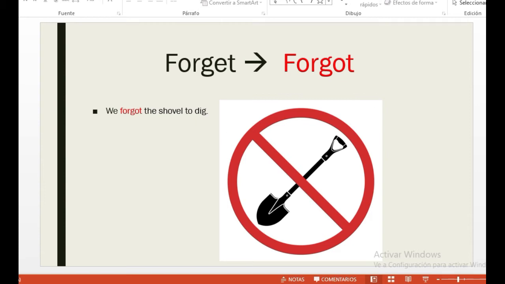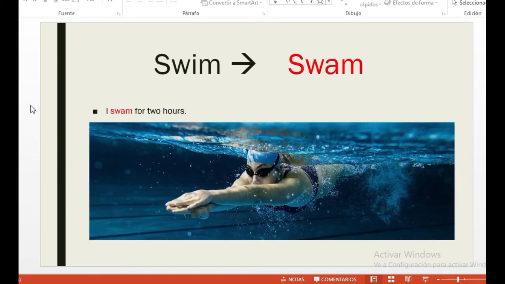Our next word is swim. This is something that is very easy. I know that you like to swim. It's maybe one of your favorite sports, and I know that you are missing to swim, but swimming is awesome. So swim in past is swam. Okay, swam. I swam for 2 hours. I swam for 2 hours in the pool or in the ocean.